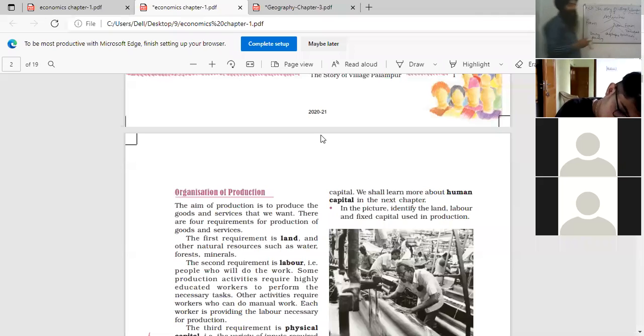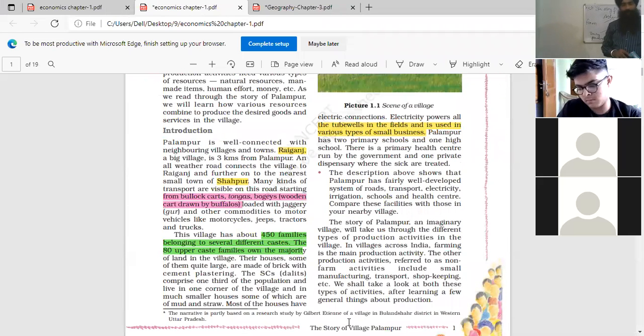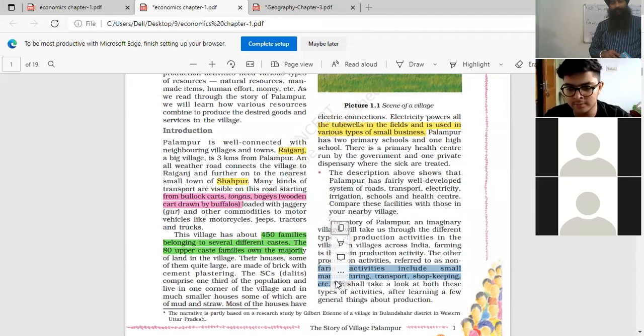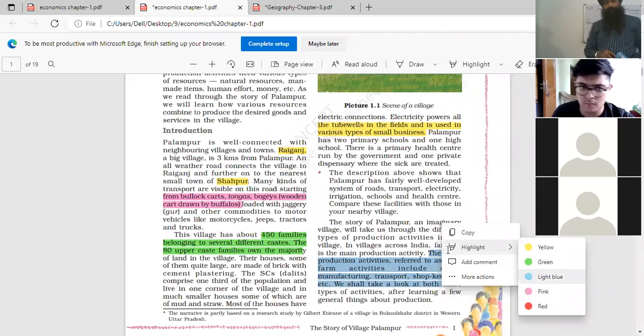So these are the major non-farm activities, which are not related to farm activities. Agriculture aside, these four kinds of activities are also done by the people for the earning of their livelihoods.